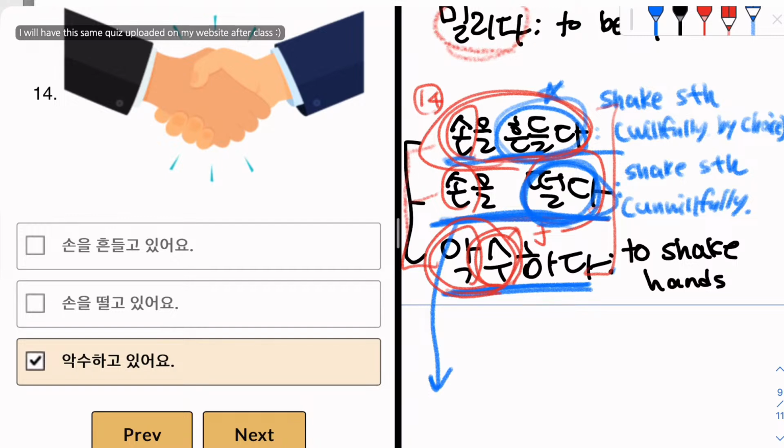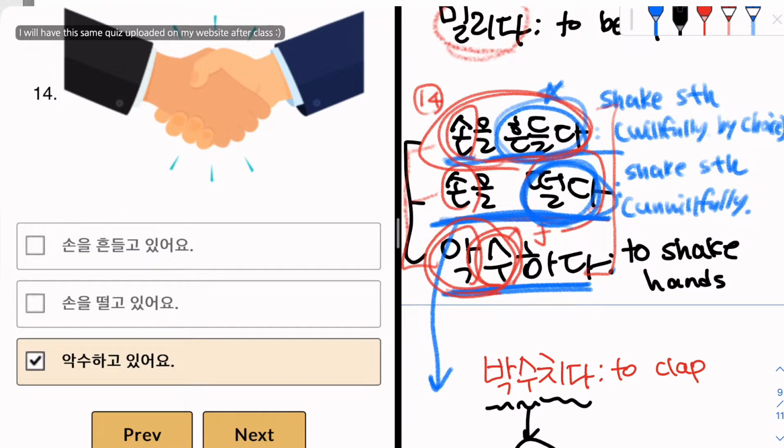And I think somebody asked what is to clap in Korean. To clap is 박수 치다. 박수 치다 means to clap. It's not 박수하다, it's 박수 치다. And 박수, as you can see, another 수 is used. 수 also means hand here. 핑님, 악수 그거 맞아요. 그 한자 맞아요. Very good.